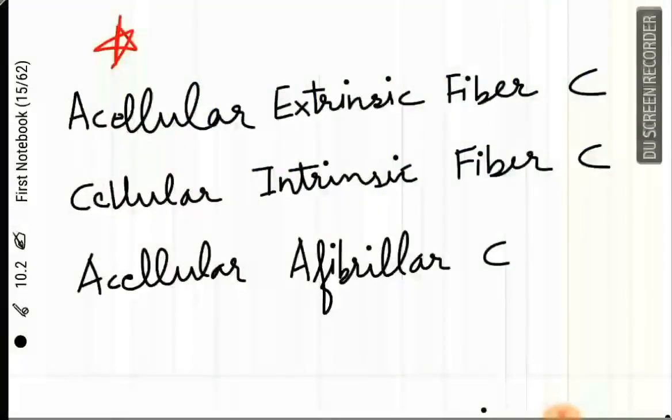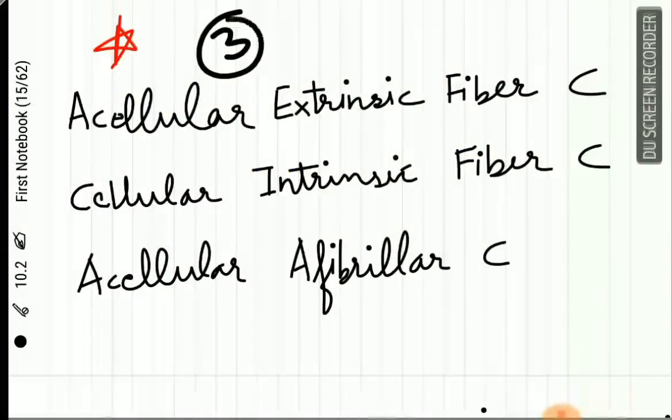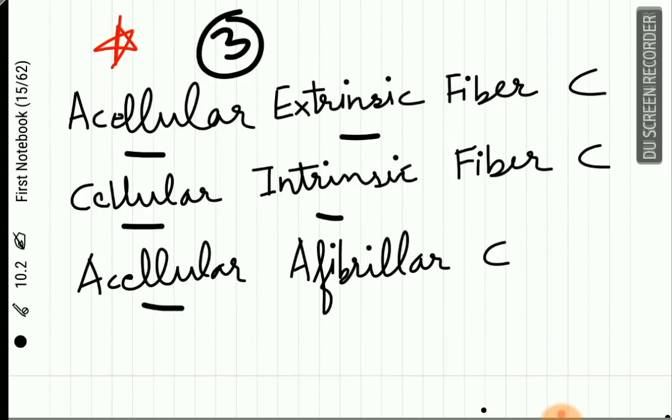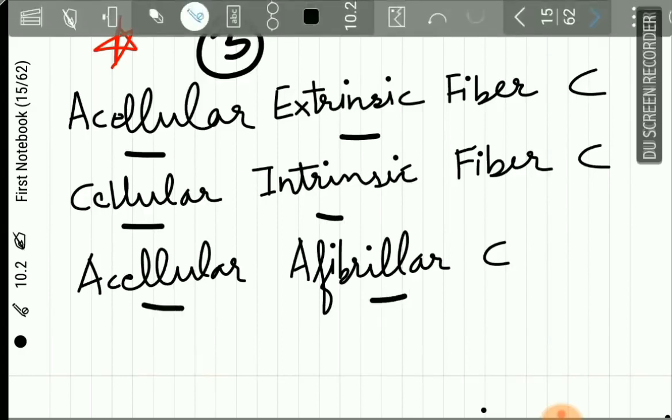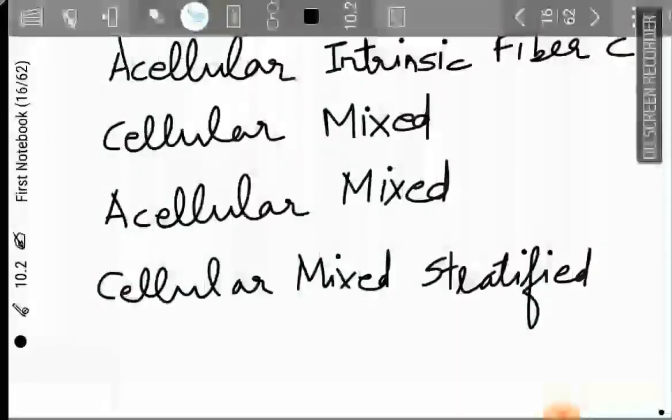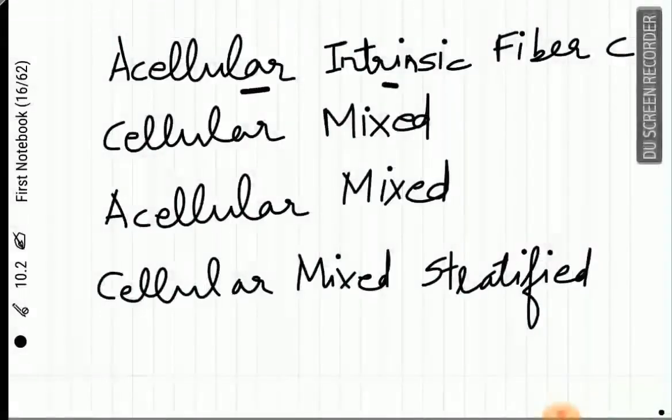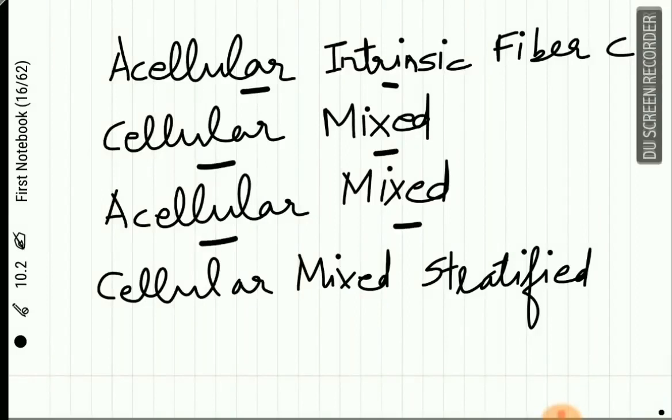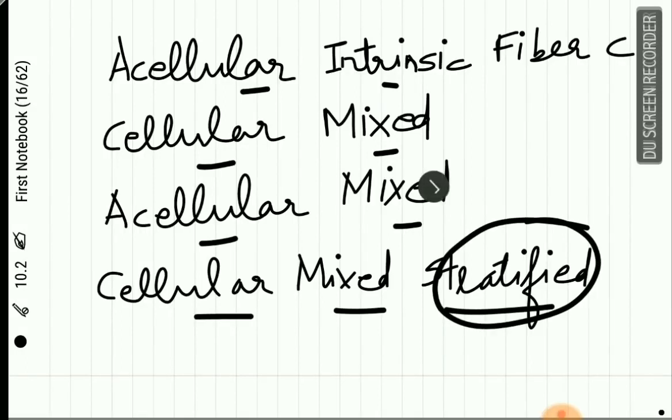The three major or important types of cementum are acellular extrinsic fiber cementum, cellular intrinsic fiber cementum, and acellular afibrillar cementum. There are also other types such as acellular intrinsic fiber cementum, cellular mixed fiber cementum, acellular mixed fiber cementum, and cellular mixed stratified cementum. This stratified cementum contains alternate layers of cellular and acellular cementum.